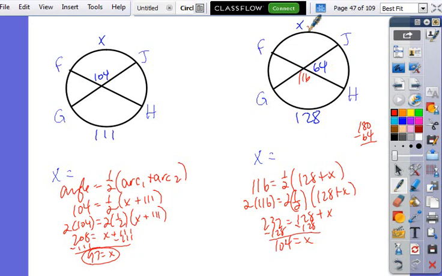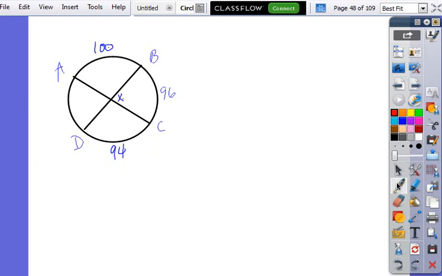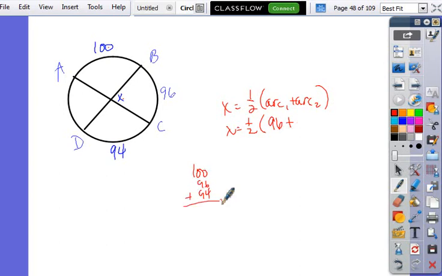All right, this is the same rule as the last one. In this case, it's asking me to find the angle on the inside. Well, I know the angle is half of the first arc plus the second arc. What I would probably do the first way is say the first arc is 96. I need the vertical one across from it. Well, 100, 96, 94, how much is that? 290. 360 minus 290 tells me this part over here is 70. Plug that in. You get 83.